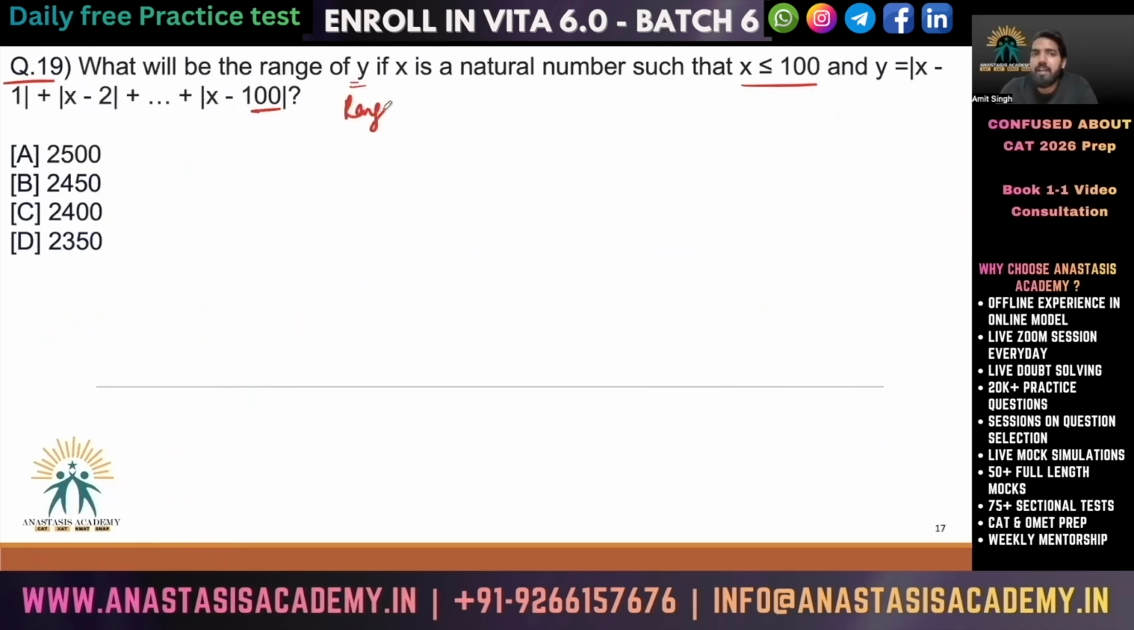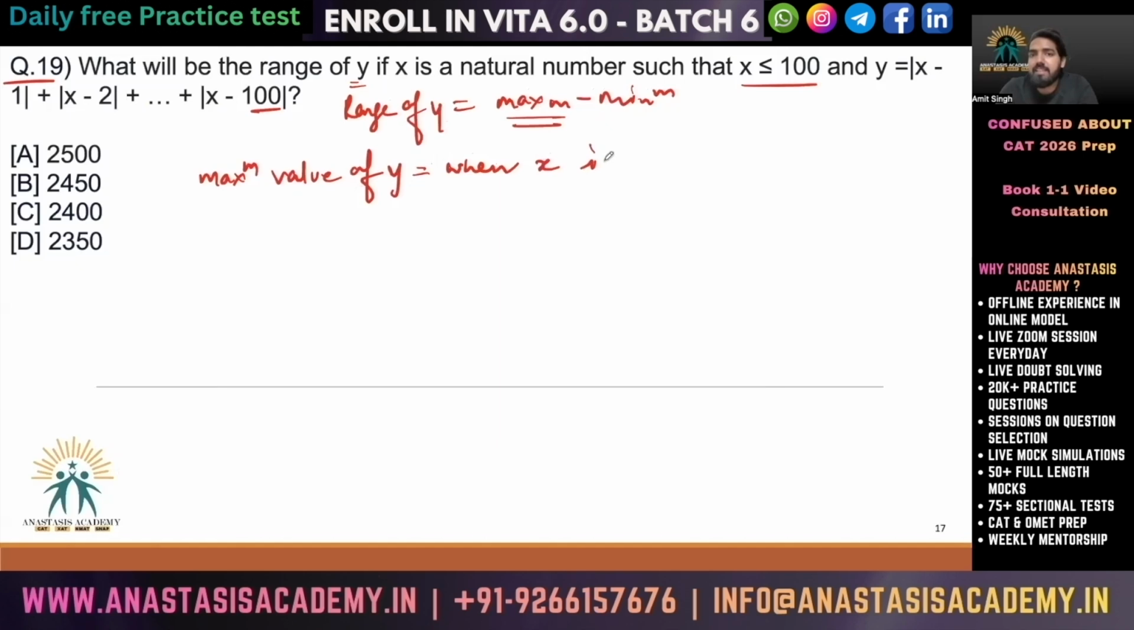Range of y would be equal to the maximum value minus the minimum value of y, right? And actually we know the maximum value of y would be at the extremes, right? Maximum value of y would occur when x is either 100 or 1, right?